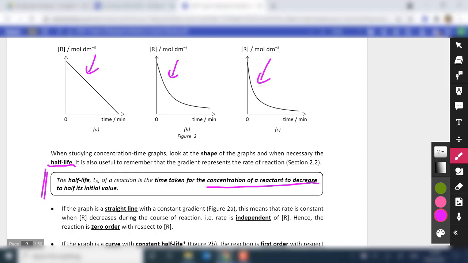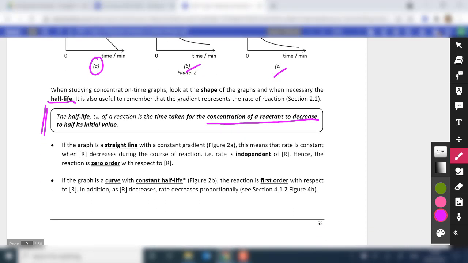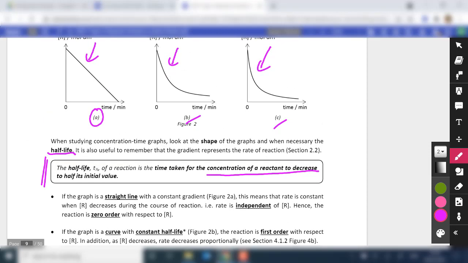So I think if you look at the shape for A, you should be able to tell that the rate of this reaction is indeed independent of the concentration of R. Why do we say that? Because it remains as a straight line. If the rate of reaction is affected by the changing concentration of R, the graph will curve, similar to B and C, but it didn't. So that's why we have the first bullet point here. If it is a straight line, that means the order of reaction with respect to R is, in this case, zero. What about a curve?